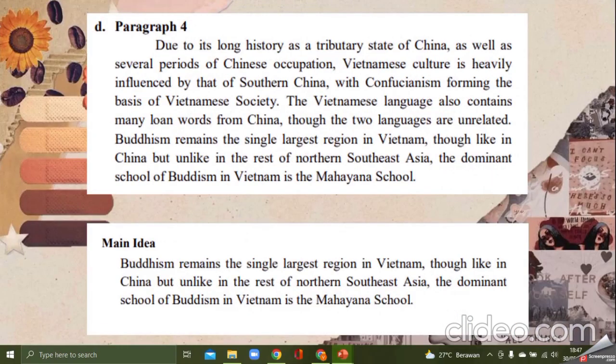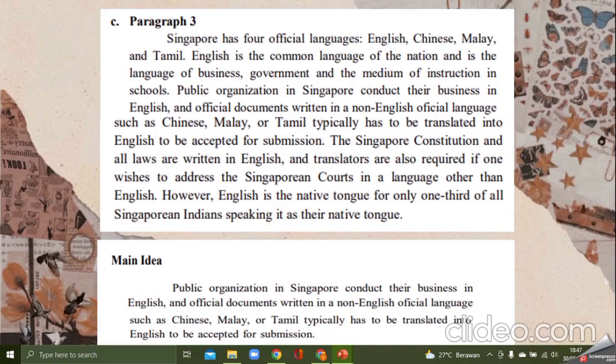The Singapore Constitution and all laws are written in English, and translators are also required if one wishes to address the Singaporean court in a language other than English. However, English is the native tongue for only one-fifth of all Singaporeans, with few Indians speaking it as the native tongue.